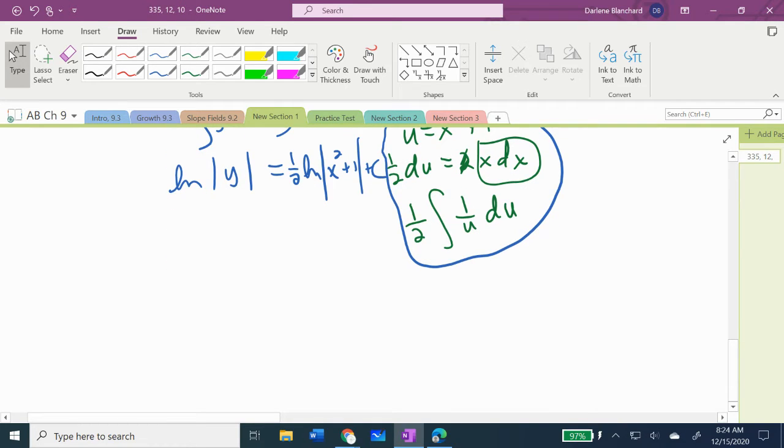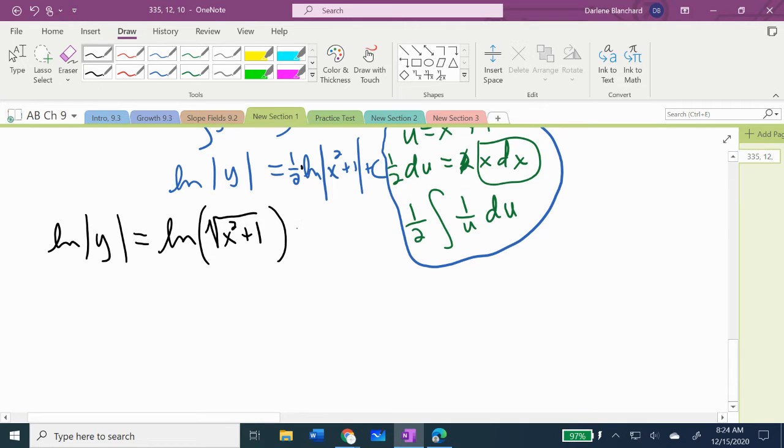Before I can isolate y, everything has to be absorbed into the natural logs. So the left side is already a condensed logarithm. The right side is not a condensed logarithm. First of all, the 1/2 multiple becomes an exponent. Now, I don't actually need the absolute values because x squared plus 1 is always positive. The exponent 1/2 is a square root. Then I have a plus unknown constant.